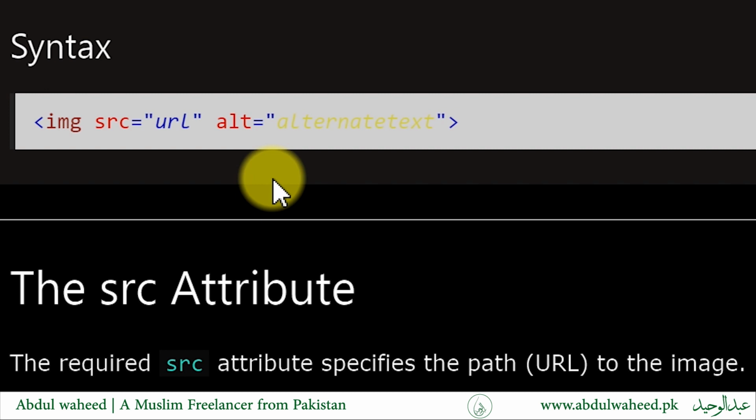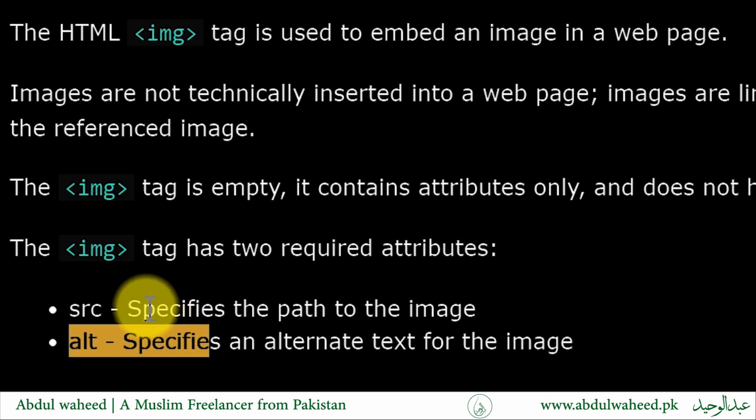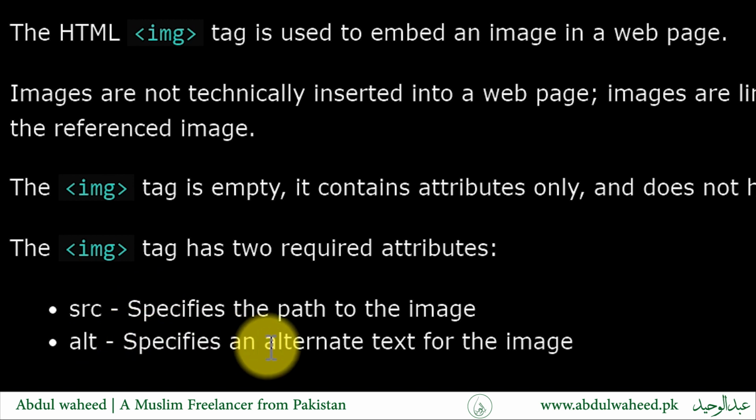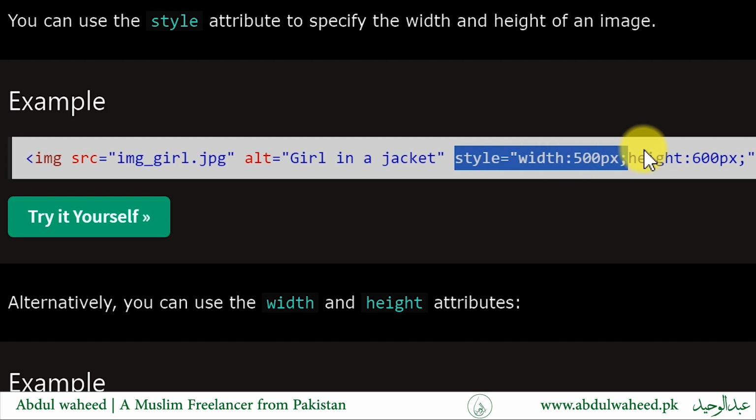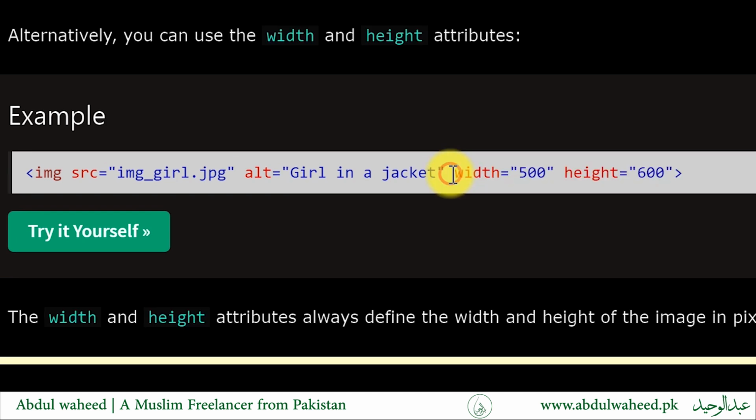The image tag has two required attributes: the src attribute and the alternative or alt attribute. Src specifies the path of the image, and alt specifies an alternative text for the image in case the image is not found. We can also define height and width of an image by including a style CSS attribute inside that image, like this. Or alternatively, you can use the width and height attributes inside the image tag like this.